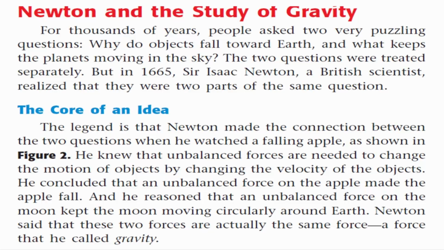The core of an idea. The legend is that Newton made the connection between the two questions when he watched a falling apple, as shown in Figure 2. He knew that unbalanced forces are needed to change the motion of objects by changing the velocity of the objects. He concluded that an unbalanced force on the apple made the apple fall. And he reasoned that an unbalanced force on the moon kept the moon moving circularly around Earth. Newton said that these two forces are actually the same force, a force that he called gravity.